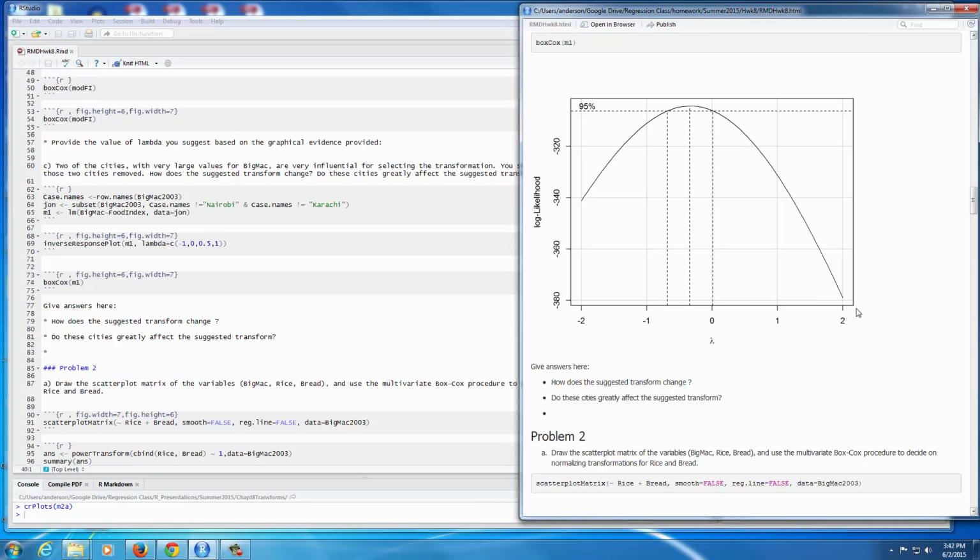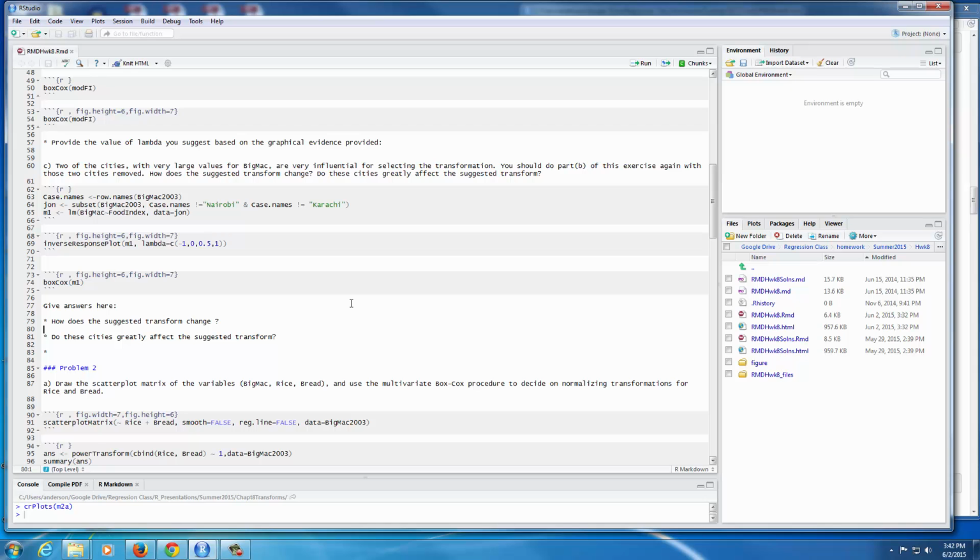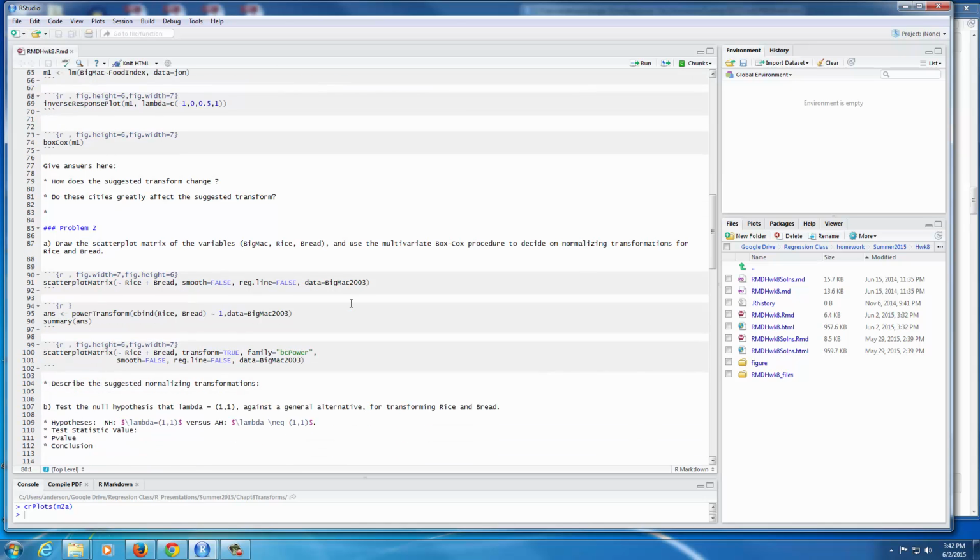I want you to suggest what lambda is now suggested after we've modified the data set somewhat. And I want you to make a comment about whether the change has been very big or not. That's what I'm looking for in lines 79 and 81. What transform do you think is suggested in line 79? And then in line 81, talk about whether the change has been very much.